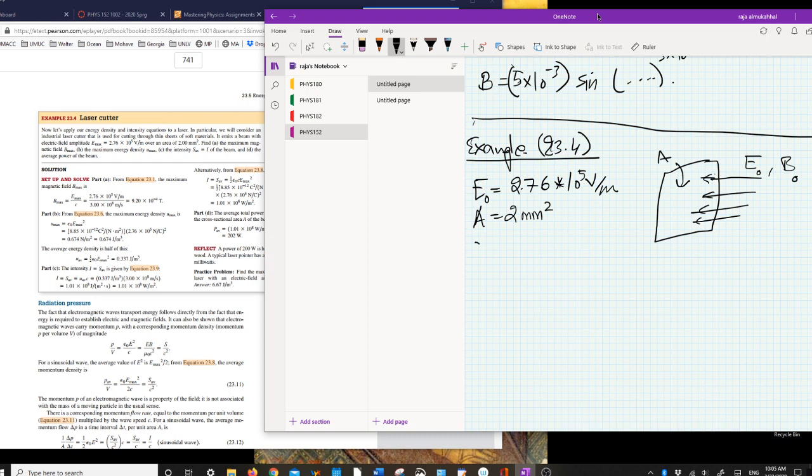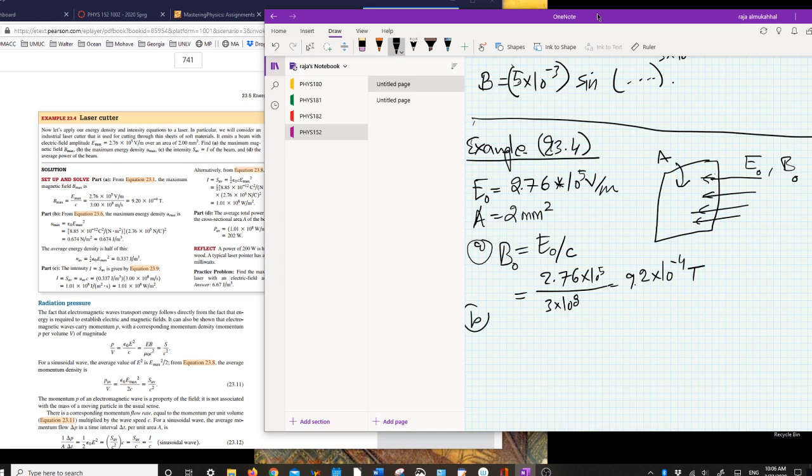So he said part A, find B naught. Well, B naught is just basically E naught over C, correct? So all you need to do is 2.76 times 10 to the 5th divided by 3 times 10 to the 8, and that will give me, I'm copying from the book, 9.2 times 10 to the negative 4 Tesla.